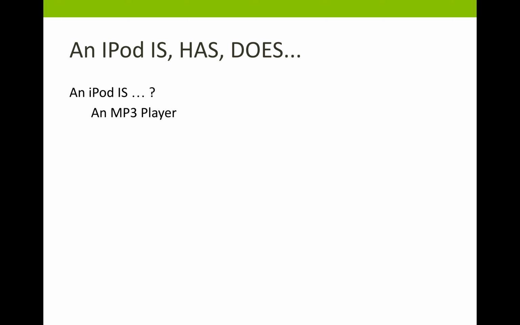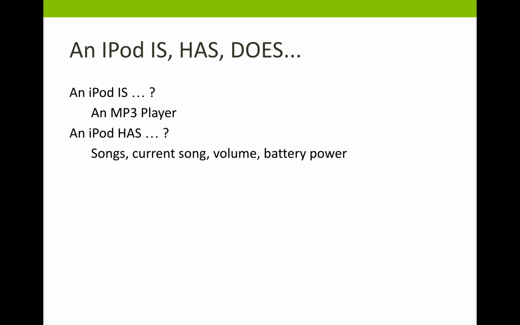We want to know what an iPod is. It's an MP3 player. All iPods are MP3 players. And so we would say that the class is a type of MP3 player. An iPod has, this deals with the class or the object. Which one? Class, object, class, object. It's going to be the object. The object has certain songs, current song, volume, battery power.